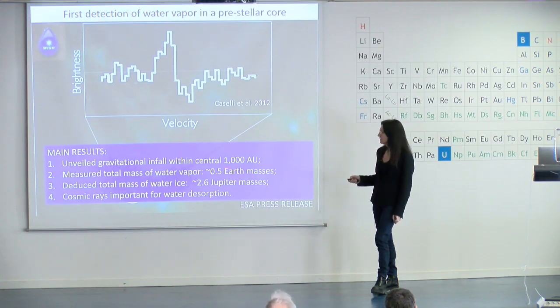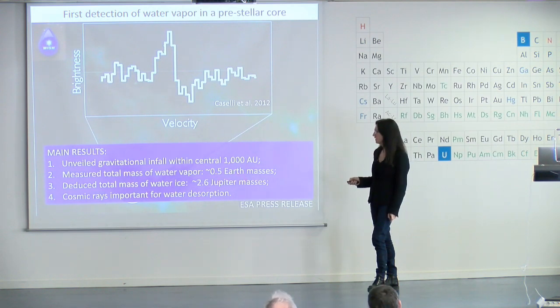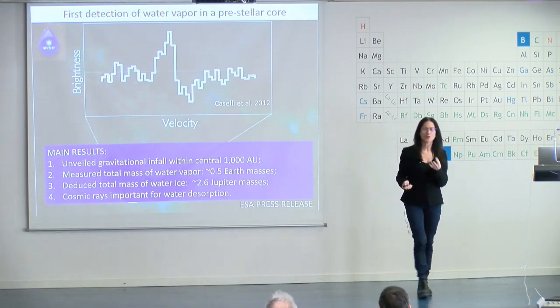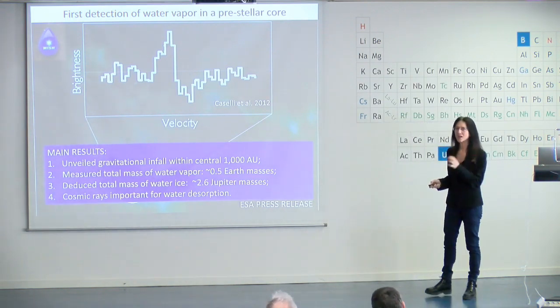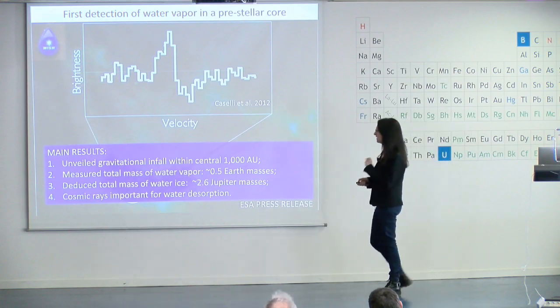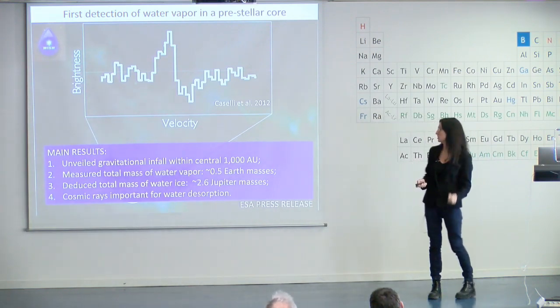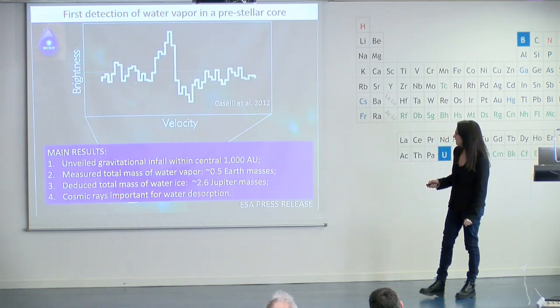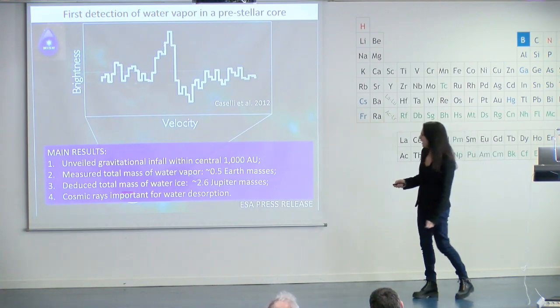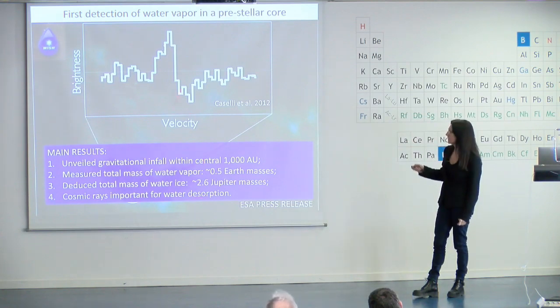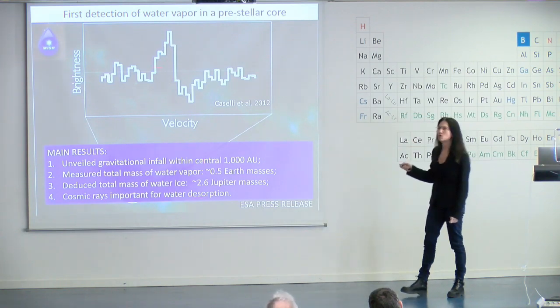However, to reproduce this amount of gas phase water, we had to put almost 3 Jupiter masses of water in solids. So you have to start thinking about these dust grains with very thick icy mantles, and many of them will really reach the protoplanetary phase. And cosmic rays are important to reproduce this. Without cosmic rays, we couldn't reproduce what we were seeing.